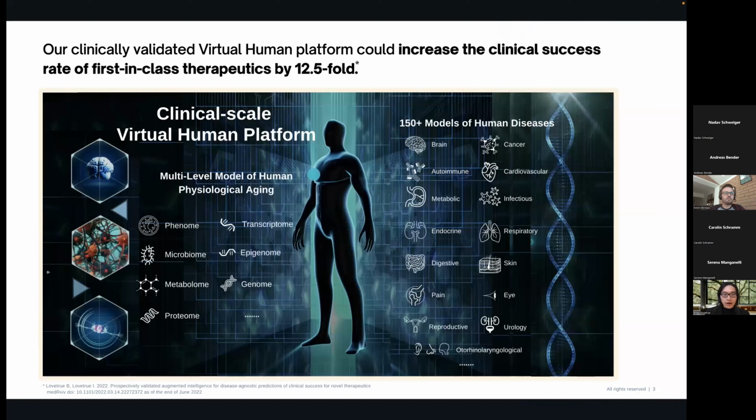So first of all, in the past 10 years, we spent $10 million to build what is called the virtual human platform. It's actually the aggregation of more than 150 precise models of human diseases, as well as a model of human physiological aging. All of these models are white box knowledge graphs, which are highly interpretable, and which enables this platform to be the functional reconstruction of human physiology and human pathogenesis, thus enabling early and accurate prediction of clinical efficacy and toxicity.